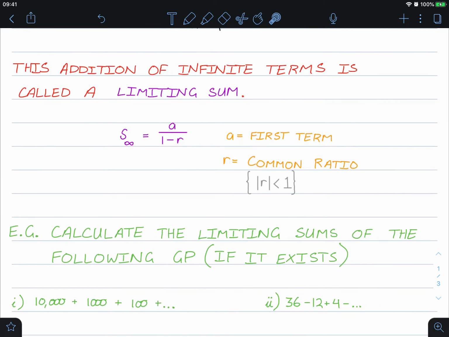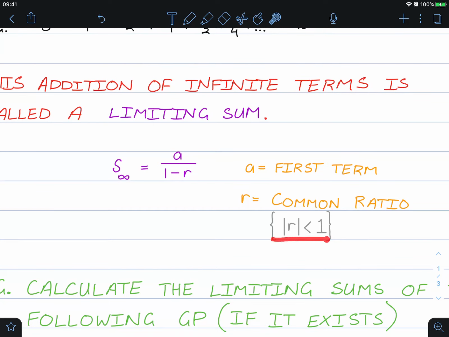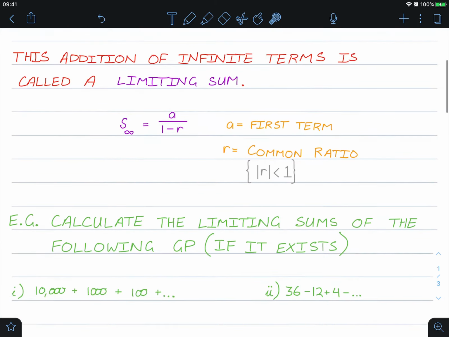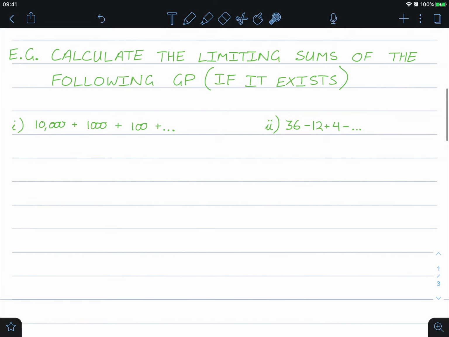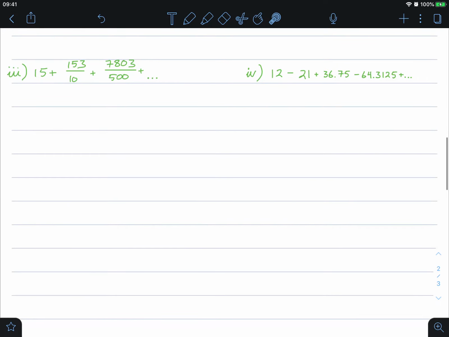To quickly calculate this, we use the formula S infinity is equal to the first term a divided by 1 minus the common ratio r. Once again, as a reminder, this only works with the absolute value of the ratio being less than 1. So let's calculate the limiting sums of the following geometric progressions, if they exist. Here are the first two examples, and here are the next two examples.